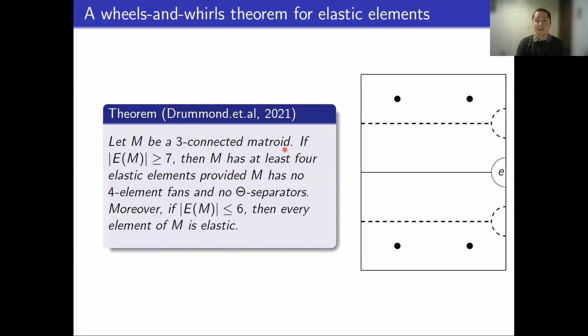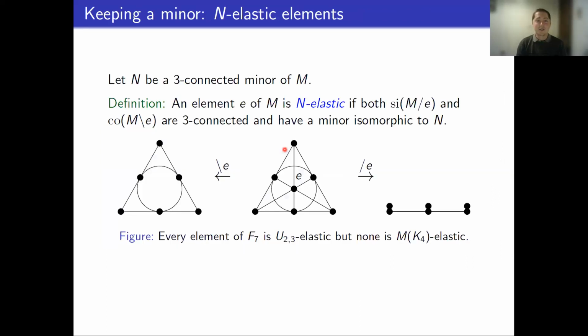So that's our Wills and Wells theorem. We get at least 4, which is quite a few. It's quite neat. Now, let's do the big boy stuff.